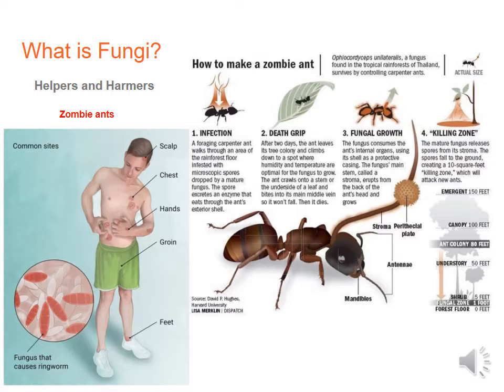Then it creates a stroma that grows out of the ant with spores in a little perithecial plate. Once it's mature, it releases the spores and they fall to the ground, creating a 10 square foot killing zone, which will attack new ants. So that's how it continues to grow and spread. It uses ants, it throws the spores on the ground, and then ants walk through it. Some of the sci-fi shows use that concept too.